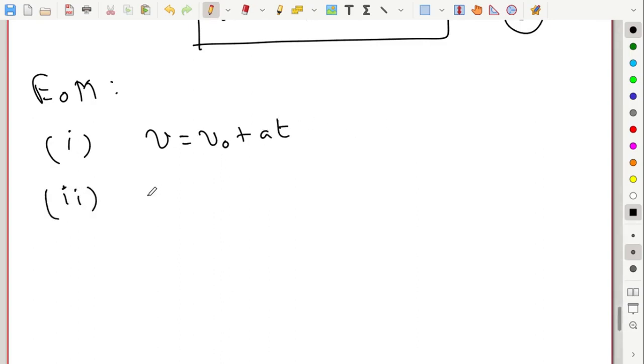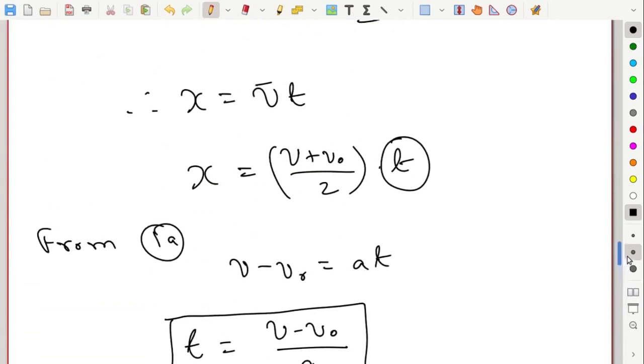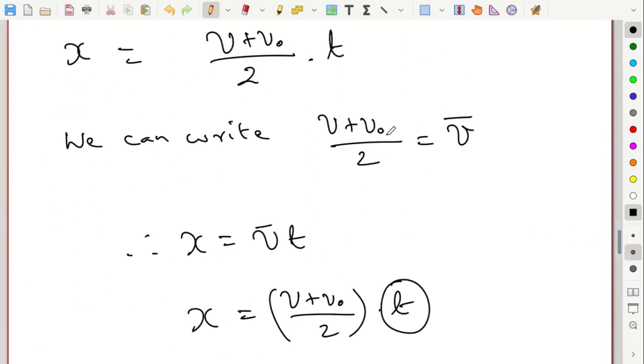So the second equation is for displacement: x equals half a t square plus v naught t. Okay. The third equation of motion is v square equal to v naught square plus 2ax. So these are the three equations of motion. At this point I forgot to mention that writing them like this is only possible for constant acceleration. Only then can we write them.